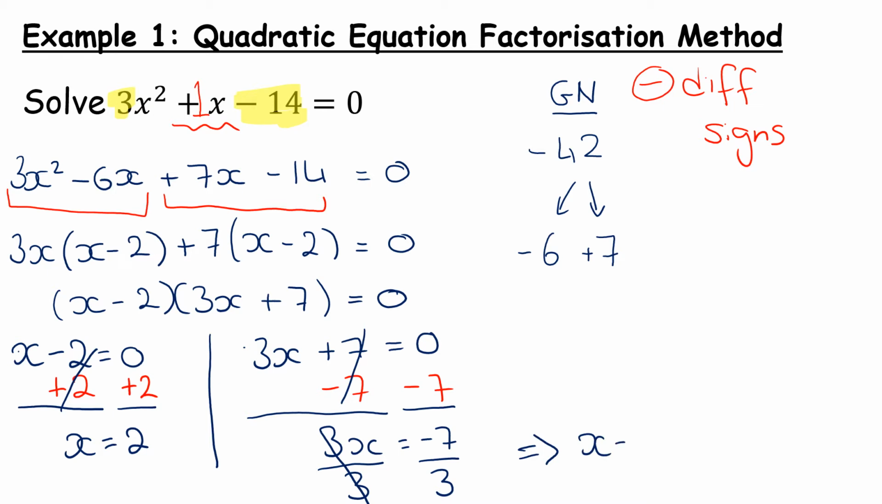I'm not going to write it as a decimal because it's going to be recurring. I'm not going to write it as a mixed number. I'm going to leave it as a top-heavy fraction. So all we've done is factorize and then apply the zero product property.